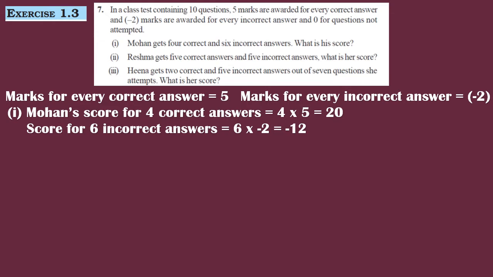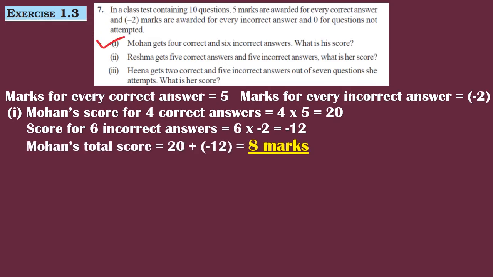So what will be his total score? We need to add both. So 20 plus negative 12, which is equal to 8 marks, because we have to subtract and 20 is the bigger number. So the difference is a positive integer. So 8 marks is his total score.